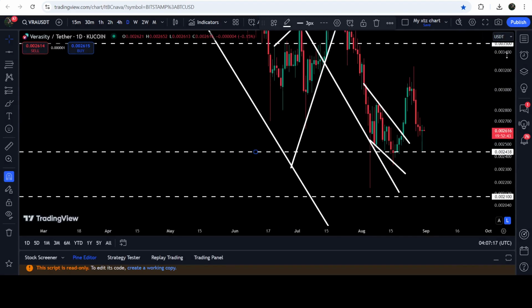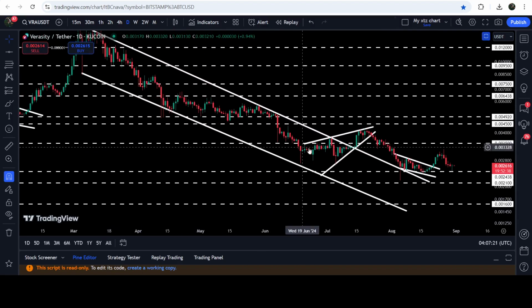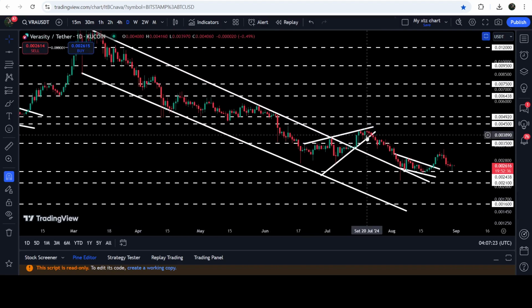And I would also like to show you once again this breakout that has happened on the daily time frame chart from this long down channel. And after the breakout, the price also broke down this rising wedge pattern as well.